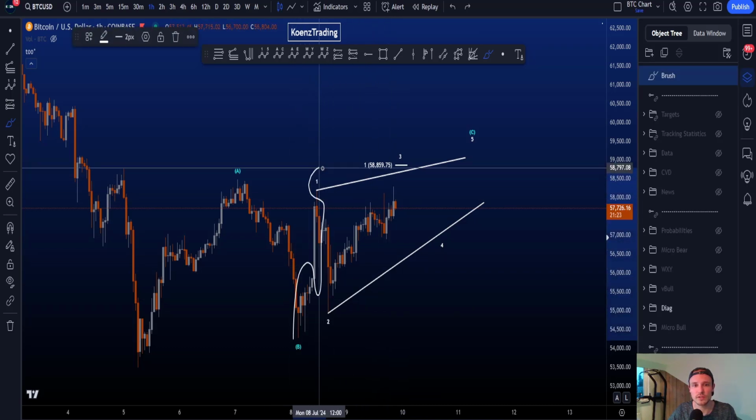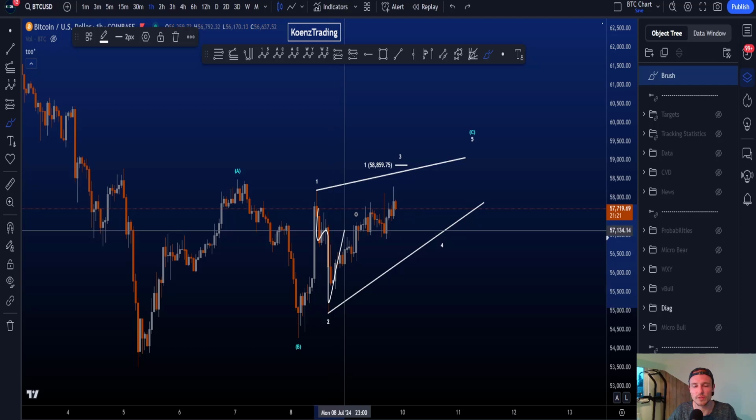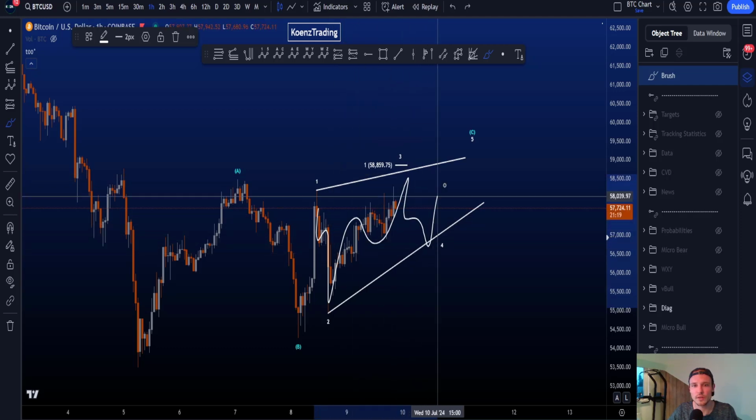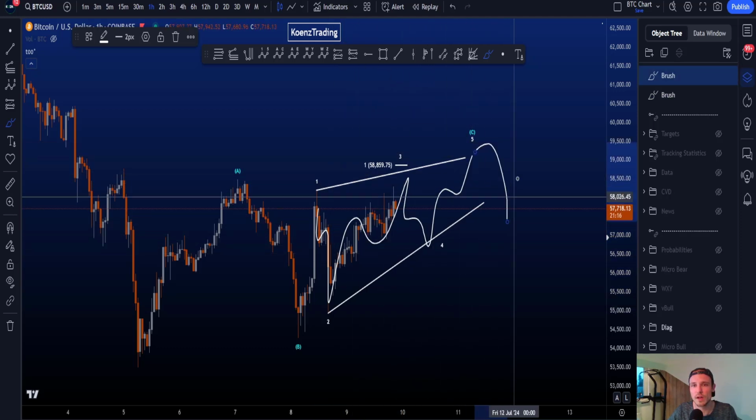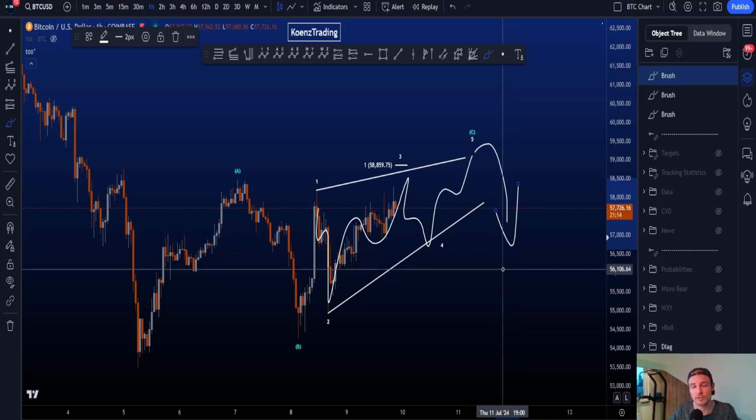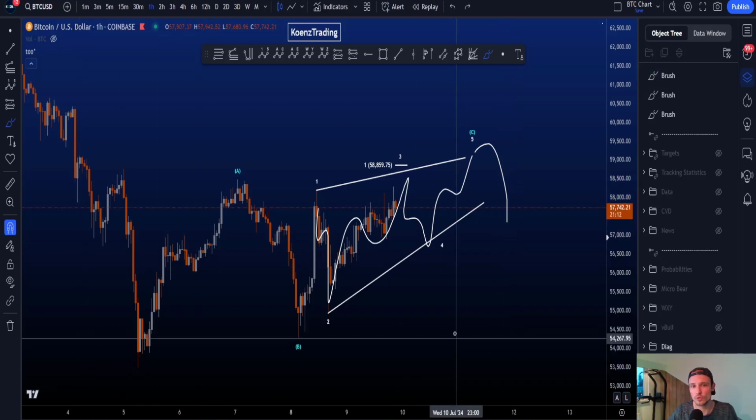So a zigzag structure in a wave 1, also in a wave 2, looking to finish 3, then a wave 4, and a final wave 5, after which we then expect price to continue to the downside to new lows.